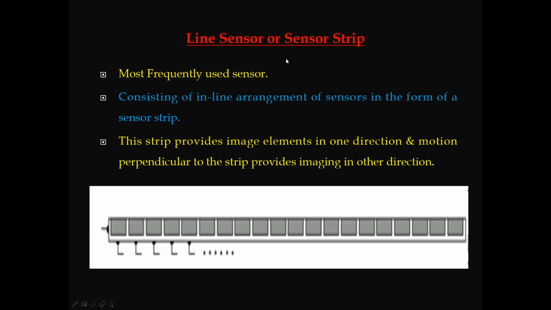Coming to the line sensor, it is a sensor strip which looks like a strip of tablets. You can see how we arrange the tablets on a strip like that. The sensors are arranged in a strip pattern. The most frequently used sensor consists of an inline arrangement of the sensors in the form of a sensor strip. This strip provides image elements in one direction, and a motion perpendicular to the strip provides imaging in the other direction. This type of sensor we can find in Xerox machines. In a Xerox machine, we place the object in one direction, and the movement of the sensors is in the opposite direction. Then only we get exactly the object.